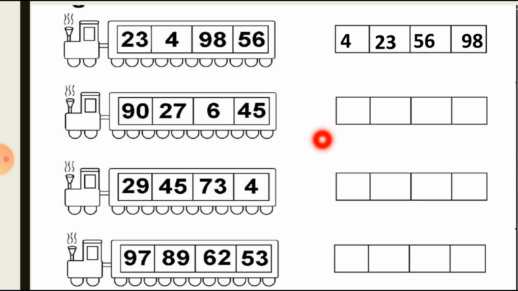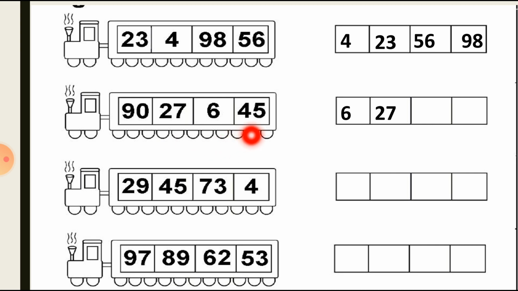So you can see here we complete the numbers from smallest to biggest. Same as we just arrange these numbers. Here you can see this number 6 is the smallest number, so we have to write down 6 first. After 6 the smallest number is 27, so just write down 27 there.